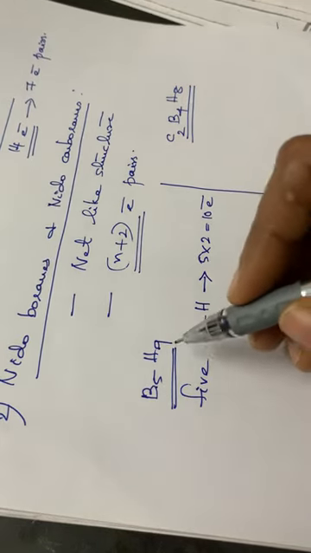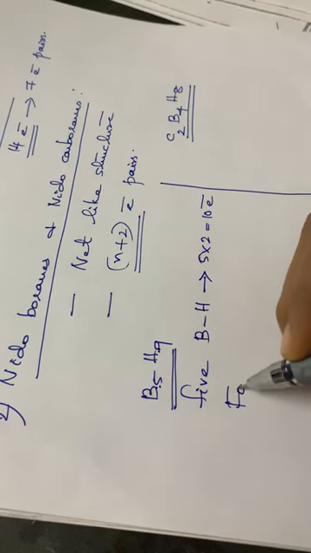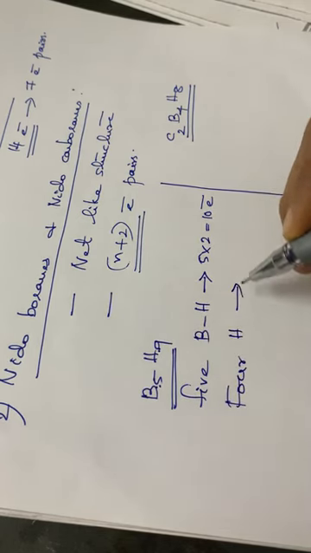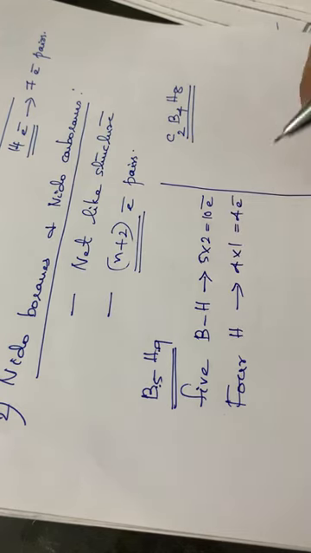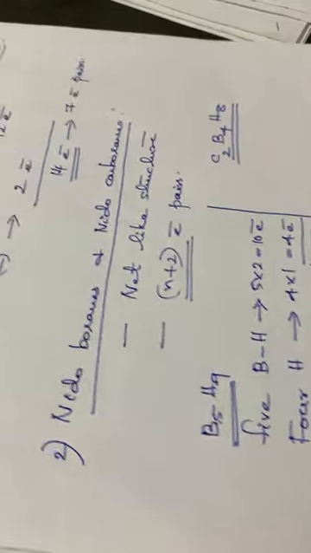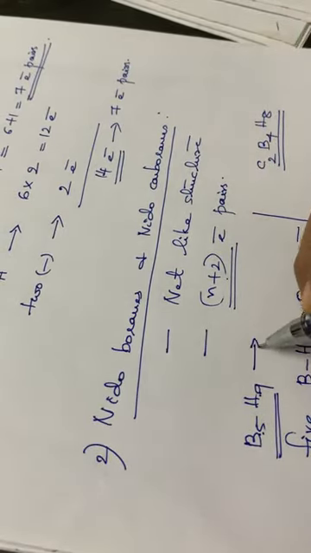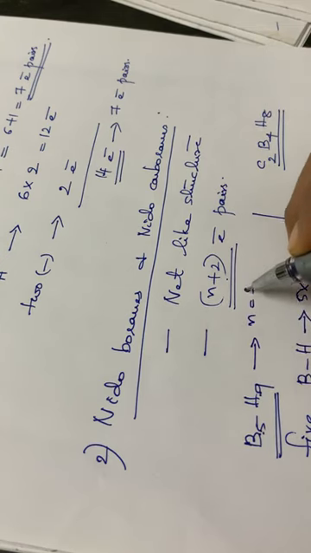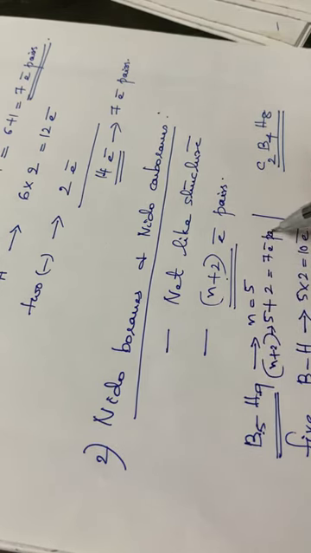Then how many hydrogens remain? B5H9, so the remaining 4 hydrogen atoms are there. 4 hydrogens means each hydrogen will be donating 1 electron. So 4 into 1, 4 electrons. Okay, so in total 14 electrons. 14 electrons means 7 electron pairs. According to the formula, what is the electron pairs? N plus 2. Here N is equal to 5, so N plus 2 means 5 plus 2, that is equal to 7 electron pairs.